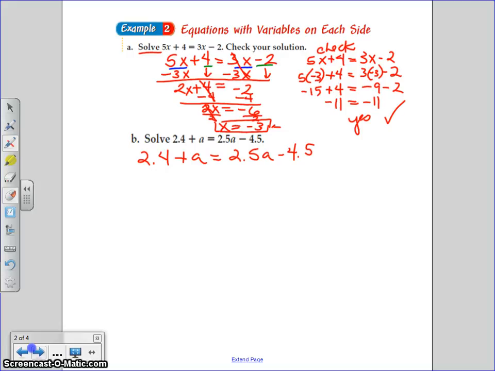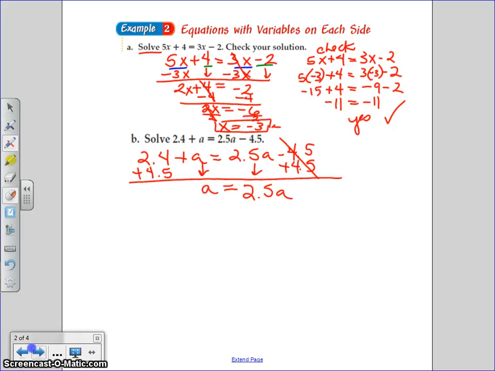And we know that a and 2.5a are like terms, and we know that 2.4 and negative 4.5 are also like terms. So this time, let's move our 4.5 over to be with our 2.4. Those two will cancel out. Negative 4.5 plus 4.5 will leave 0. The only thing I have to bring down on this side of the equation is 2.5a still left over. And I have a down over here.